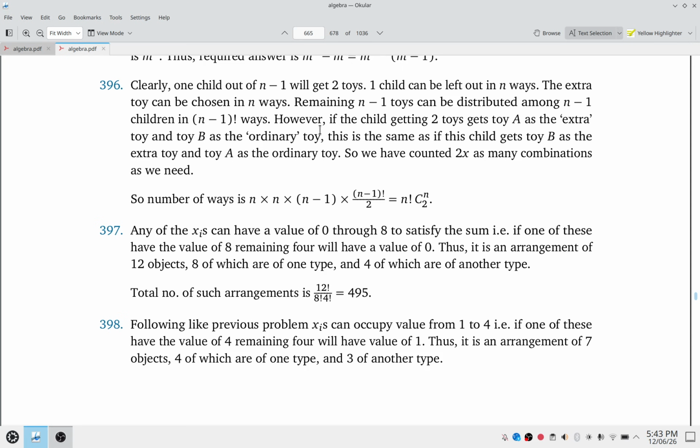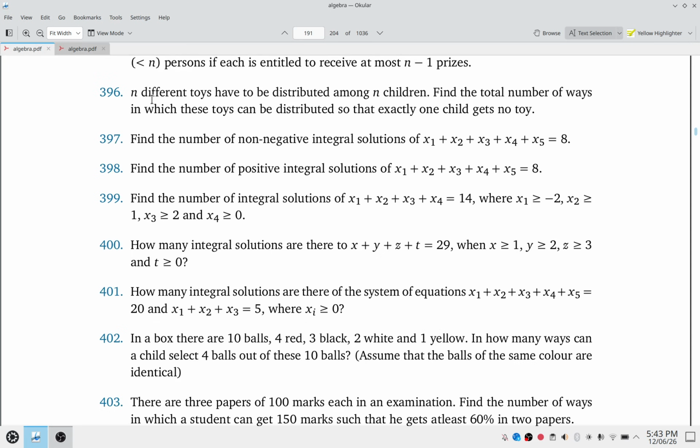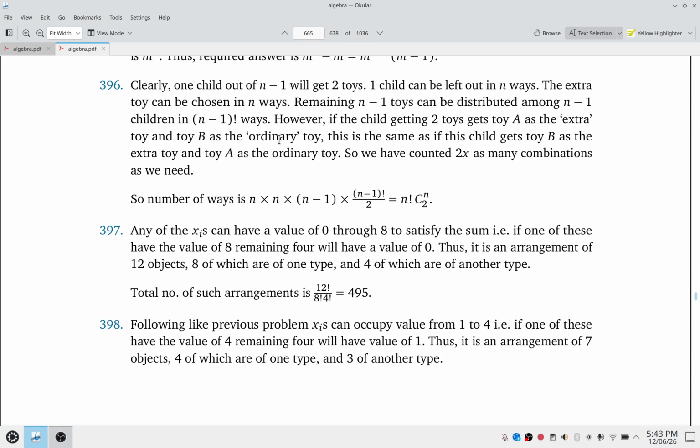Very straightforward question. Question 396 says that n different toys have to be distributed among n children. Find the total number of ways in which these toys can be distributed so that exactly one child gets no toy. So clearly one child out of n minus 1 will get 2 toys. One child can be left out in n ways. The extra toy can be chosen in n ways. Remaining n minus 1 toys can be distributed among n minus 1 children in n minus 1 factorial ways.